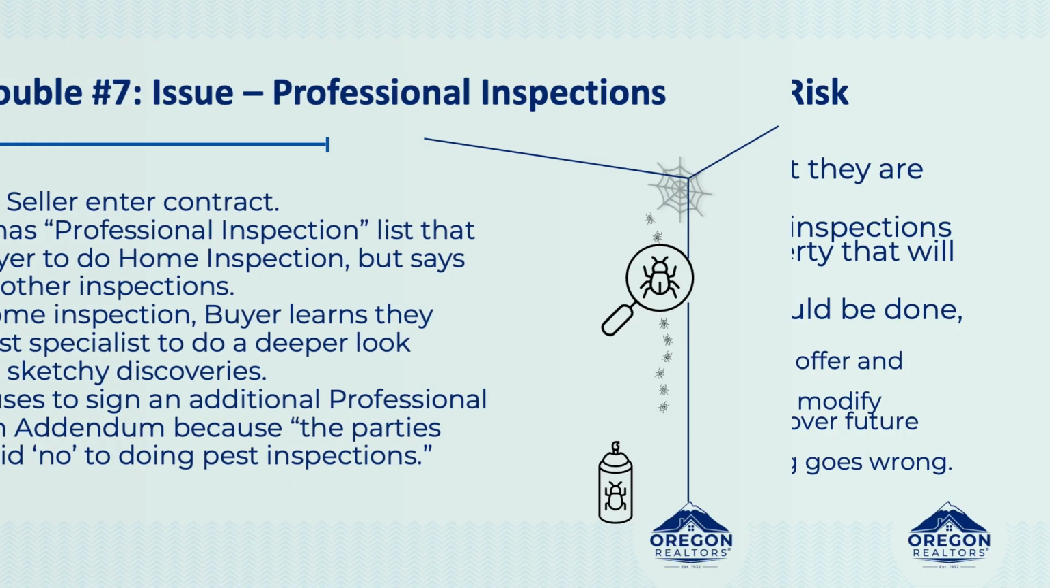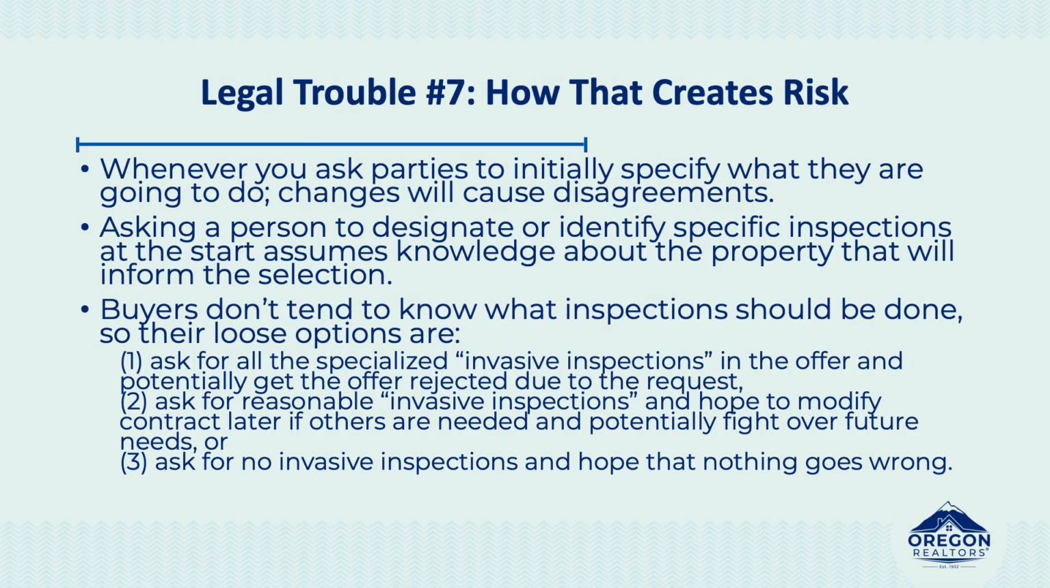Whenever you ask a party to initially specify what they need, that's going to cause disagreements in the future. If you're asking someone to designate what specific items of inspection they need at the start, and they don't know about the property, they don't live there, they don't know what the possible issues are, there are going to be some possible problems that can arise. Buyers don't know what they need to ask for when they start asking for inspections. That gives them loose options, and none of them are good.